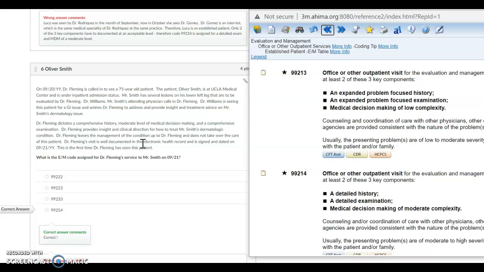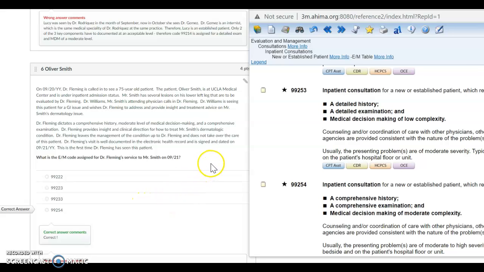Okay, so our last one here is, I shouldn't say our last one. With this one here, we have Oliver Smith. With Oliver, it's going to be a consult. And the reason is the attending physician calls in Dr. Fleming. Dr. Fleming wants to provide insight and treatment advice on Oliver Smith's dermatology issue. So again, they're calling in a physician who has a specialty to check out the patient. So with that, we're going to go into the consult area.